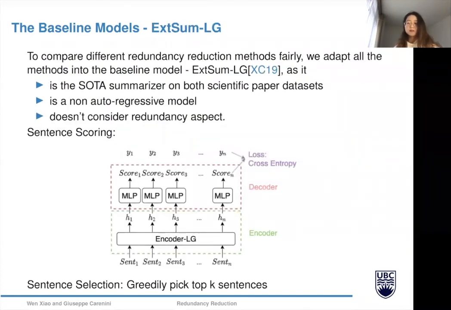The second baseline model is X-sum-LG. As we want to compare redundancy reduction methods, we need a fair test bed. We choose this model because first, it is the state-of-the-art summarizer on both scientific paper datasets. And second, it is a non-autoregressive model and it doesn't consider the redundancy aspect. Here we show the encoder, decoder, and loss used in the sentence scoring phase. And as for the sentence selection, we just greedily pick the top K sentences.